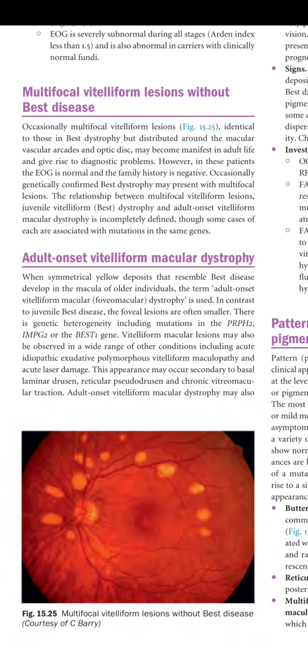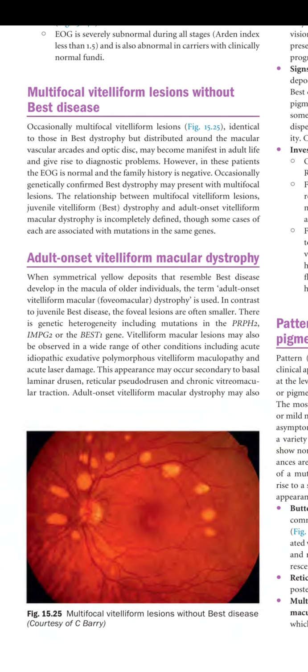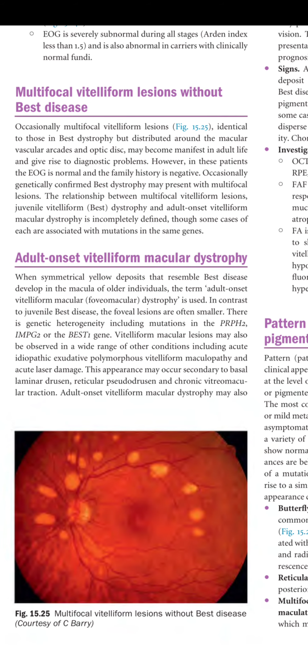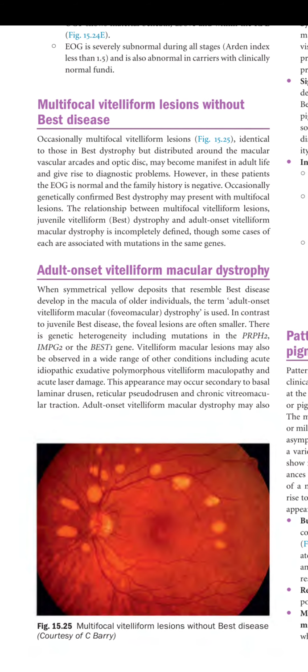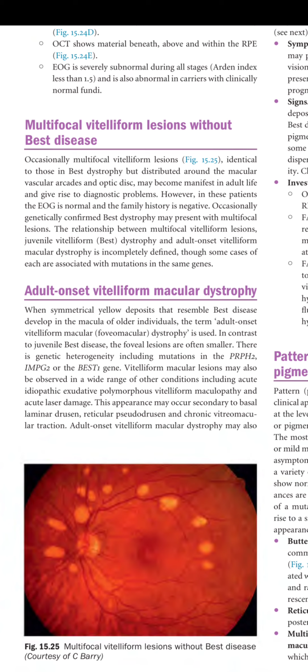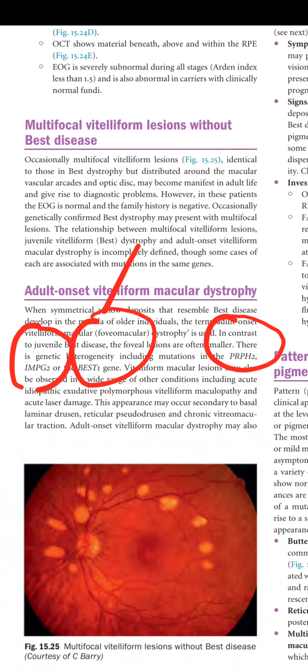Vitiliform macular lesions may also be observed in a wide range of other conditions, including acute idiopathic exudative polymorphous vitiliform maculopathy and acute laser damage. This appearance may occur secondary to basal lamellar drusen, reticular pseudodrusen, and chronic vitreomacular traction. So there can be mutation in the PRPH2 gene, IMPG2 gene, and BEST1 gene as well.